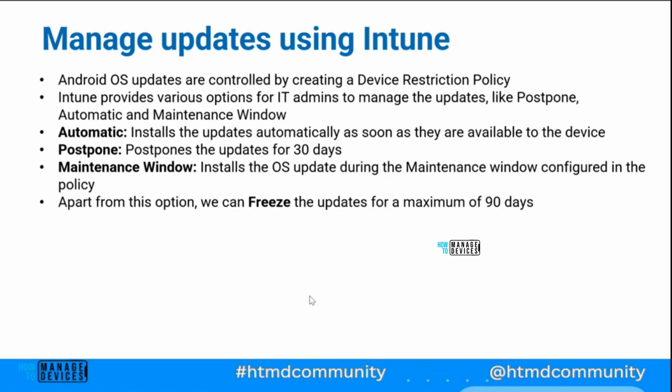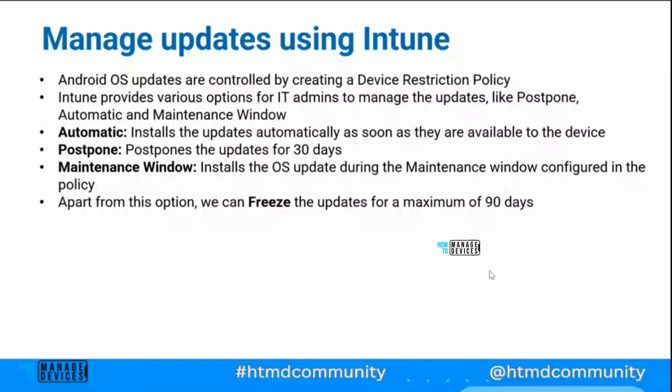The third option is the maintenance window. A maintenance window is where you define a particular time, for example, you want to allow the device to update its OS during off hours. Then you will define a maintenance window, like 12 a.m. to 4 a.m. During that time, if the device gets an update, it will wait till that maintenance period. Once the maintenance period is triggered, the device will automatically update to the latest version.